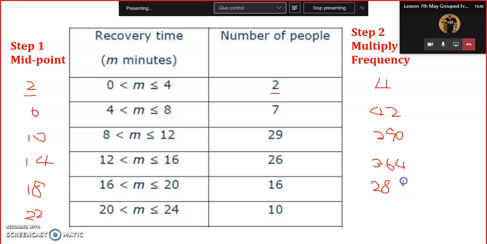We got 288. And last of all, 22 times 10 will be 22, and then times 10 adds a 0, so 220. In this step, what we're doing is we use each midpoint to multiply its corresponding frequency. Now step 3, we need to add up the total. We just add everything up.